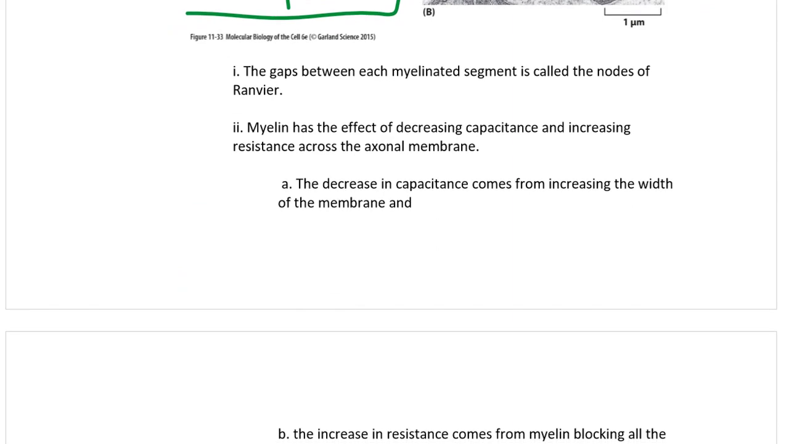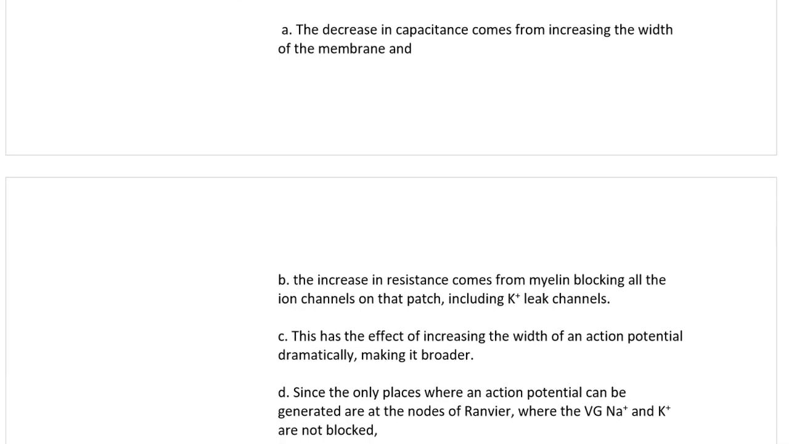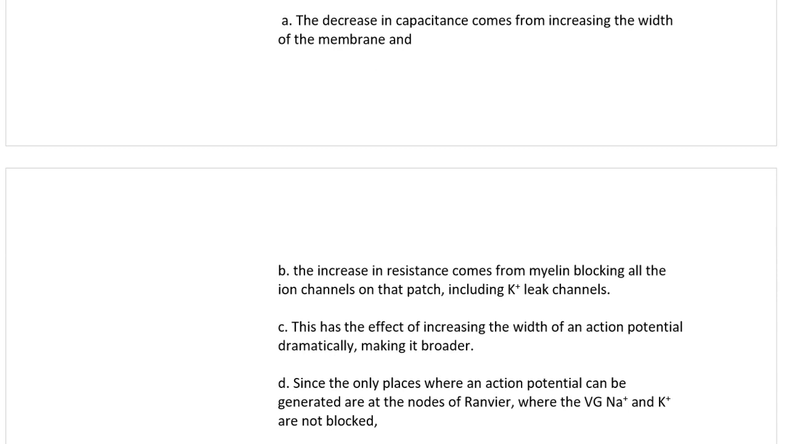So myelin sheaths have the effect of decreasing capacitance and increasing resistance across the axonal membrane. The decrease in capacitance comes from increasing the width of the membrane, and the increase in resistance comes from myelin blocking all ion channels on that patch, including the potassium leak channels. All that is saying is that resistance is coming from the fact that charge cannot easily move across the axonal membrane anymore because those ion channels are blocked. And that's the classic case of resistance. When you have something, a material that's highly resistant, charge cannot move across it very well.